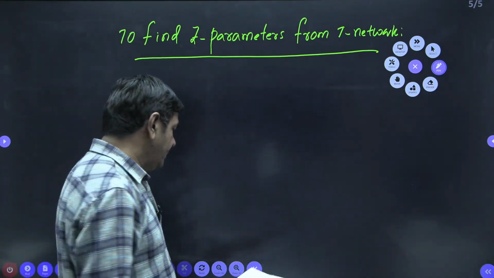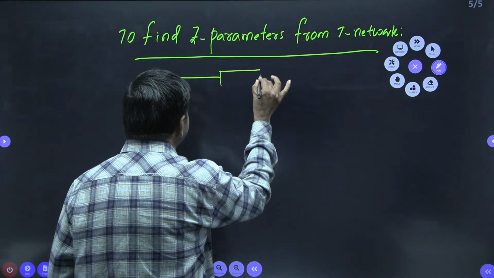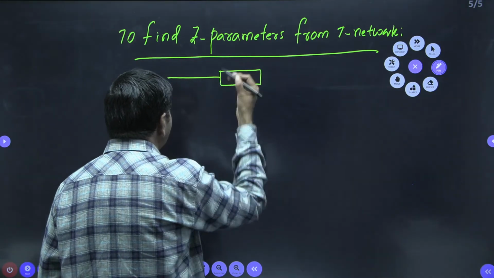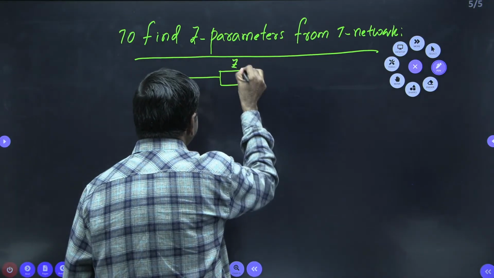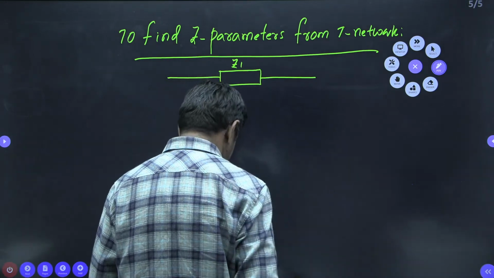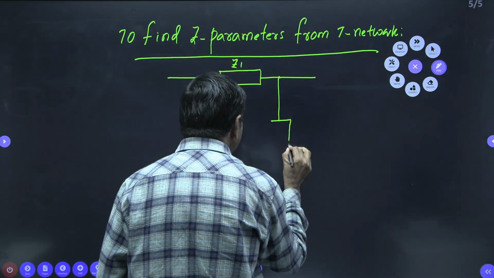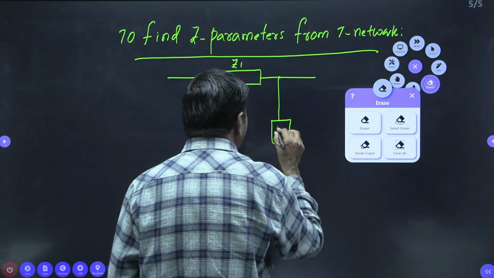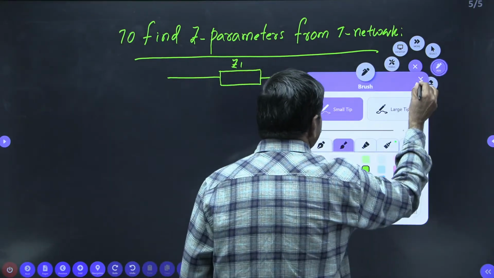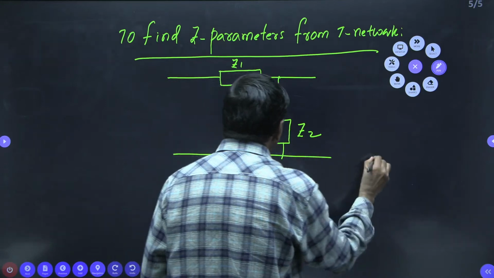Suppose you are given one T network like this. First, initially, we need to know all the conditions. Then after we can do any problem easily. This is given as Z1. And this side it is given as Z2. This is Z2. Here Z2 is given now. And here it is given with Z3.